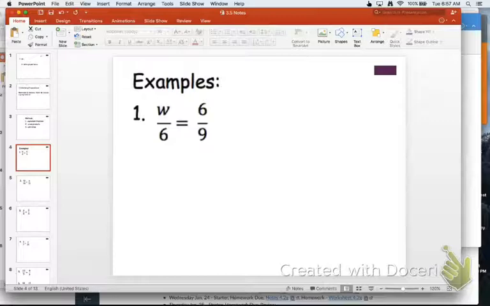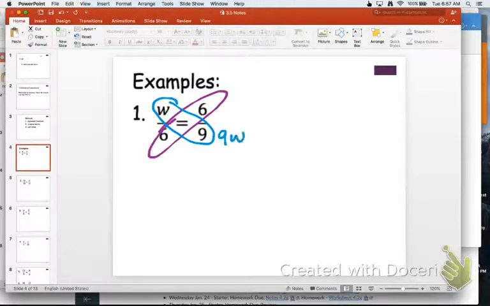So I need to write this as equivalent. So I remember to times those two numbers together. I cross over the equal sign. And I do that. So now I have 9W, and then I have 36. So I rewrite the problem as 9W equals 36.